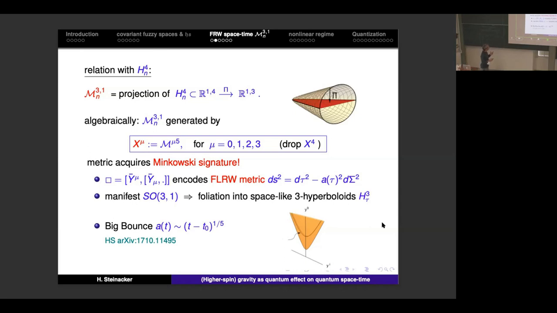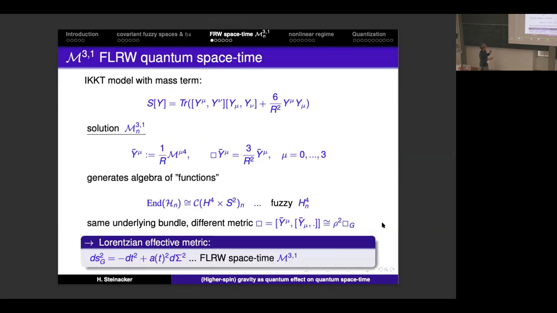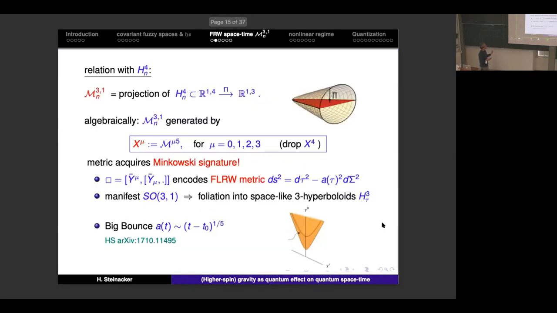But the solutions are actually not given by these matrices. These X generators give you the nice geometric understanding, but the solution of the model is given by different generators, the Ys. Nevertheless, both of these generators generate the same algebra of functions. And the point is that the matrix configuration, in fact, also gives you this Lorentzian metric. But this Lorentzian metric is not the naive embedding metric here. It's an effective metric, which I explained to you before, and that actually is the one which has a nice Friedmann-Robertson-Walker geometry. This is a little bit more of a simple-minded geometric picture, but it's all consistent.